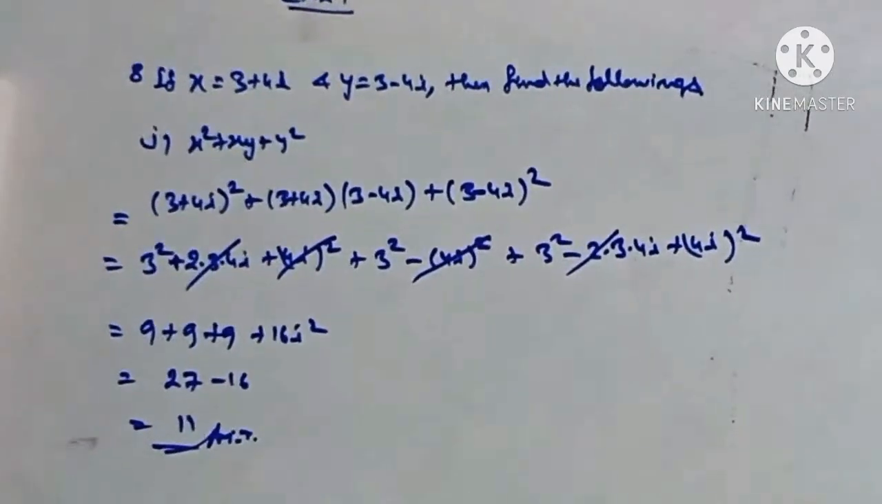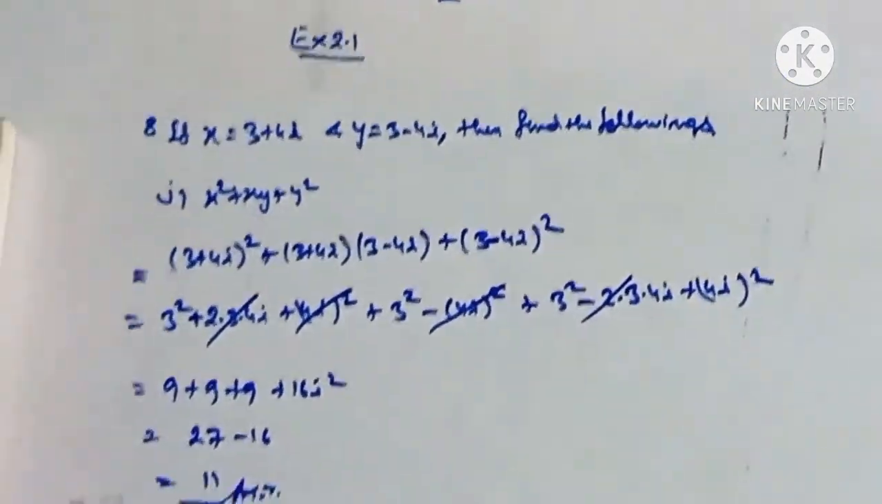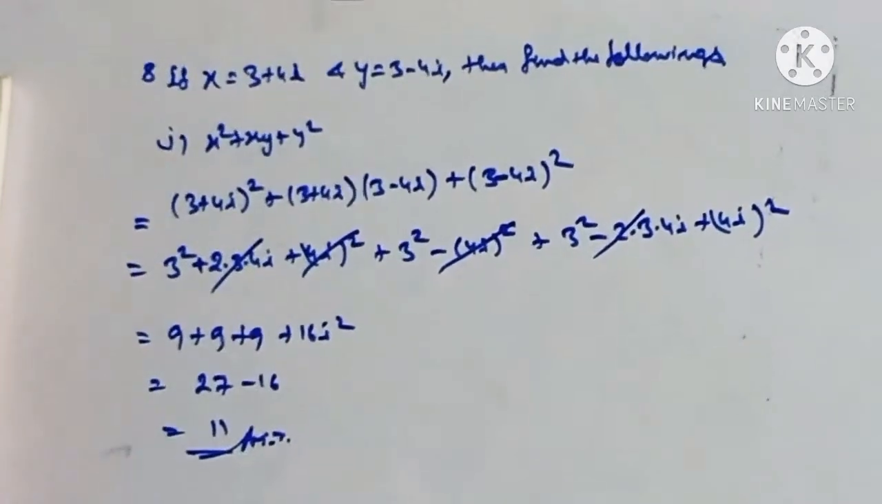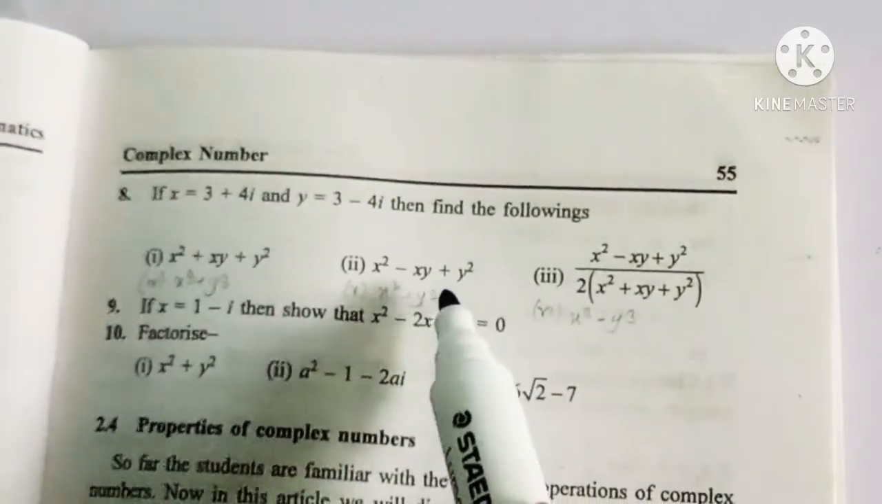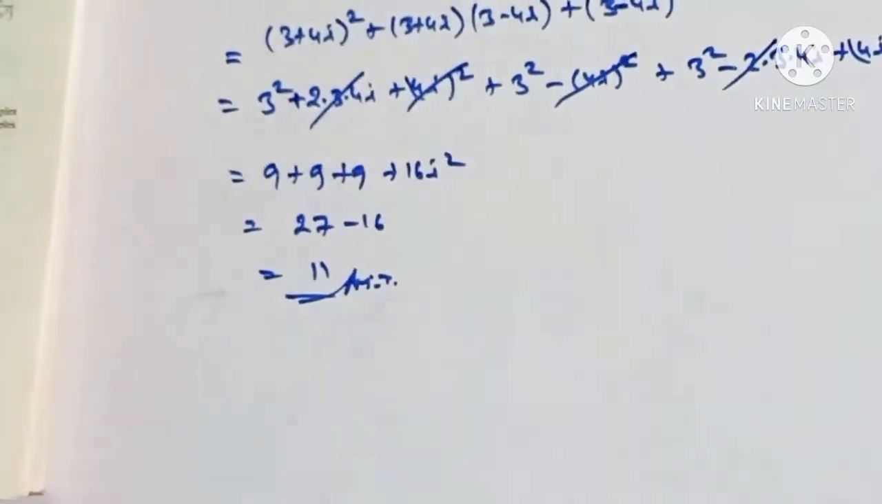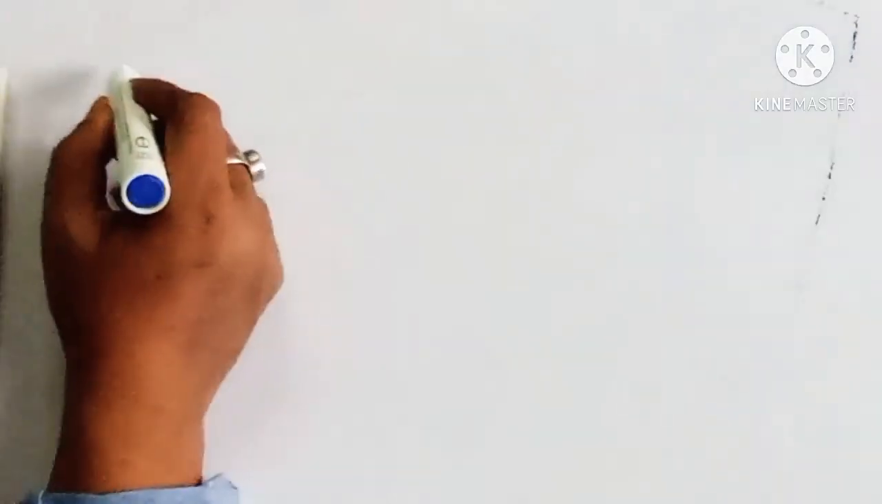Let me check the answer. See question number 8. First, this is 11. Now the rest you can do yourself. You only have to put the values of x, xy, and y. Just put the values. The rest you can do yourself. Now question number 9.